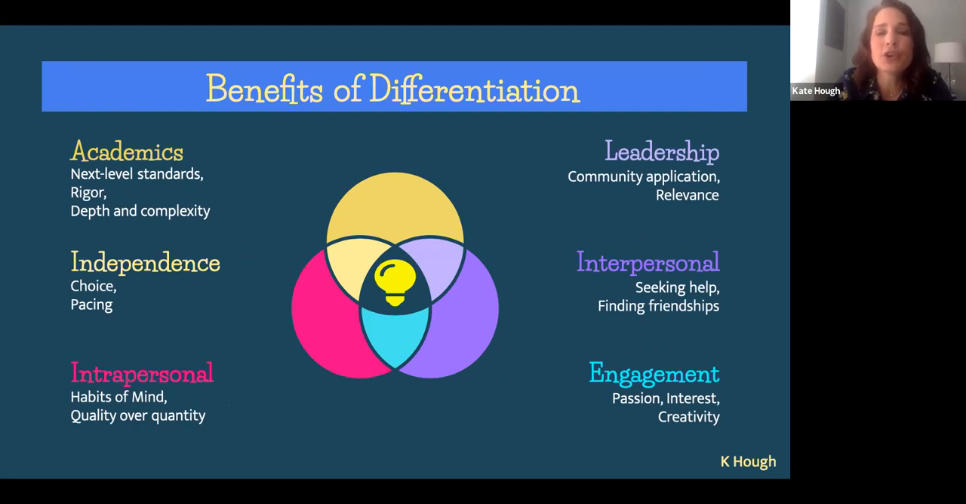So just to begin, there are so many benefits to differentiation beyond just the academics. When we really consider the needs of a gifted learner, when we pull students into a differentiated group, they're also learning some independence with choice or pacing models. They're learning essential intrapersonal skills of habits of mind, how to work through a difficult problem, how to ask for help, and how to develop interpersonal skills by seeking help from a teacher or working through friendships. When we give differentiated assignments, we can increase engagement through passion, interest, and creativity, and it can allow our students to develop some leadership skills and bring relevance into their daily work. So the list of benefits is long and well beyond just academic rigor, which is essential and important for our students, but it's also helping them to develop those 21st century thinking skills.